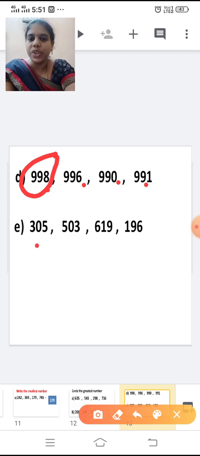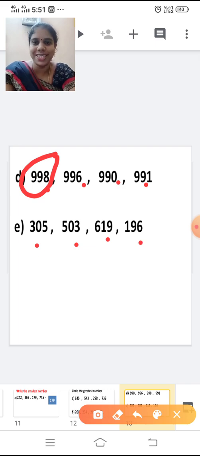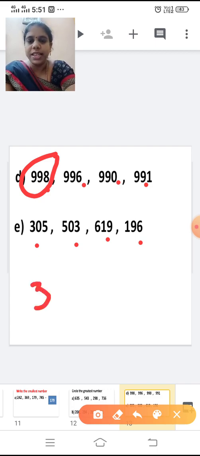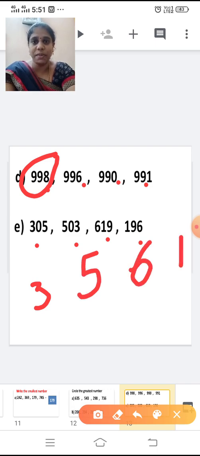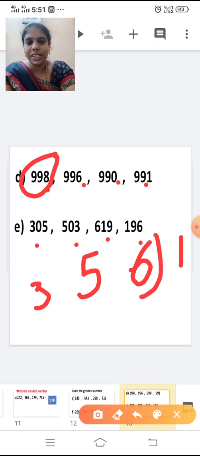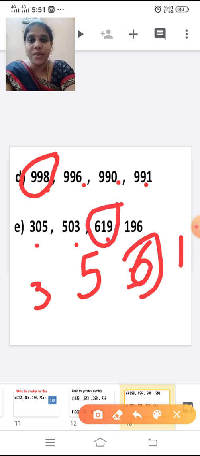Last one: 305, 503, 619, 196. Now tell me which is the greatest number. You are going to tell me the answer for this. Yes, you have to compare the hundreds place. In the first number we have 3, second number 5, third number 6, 1. Now tell me which is the greatest one? 6. So 619 is the greatest number.